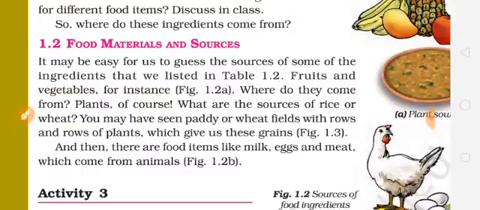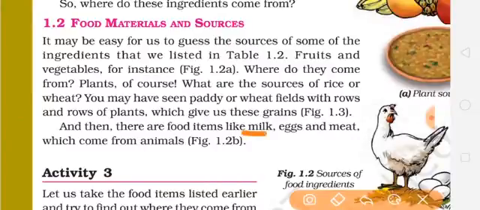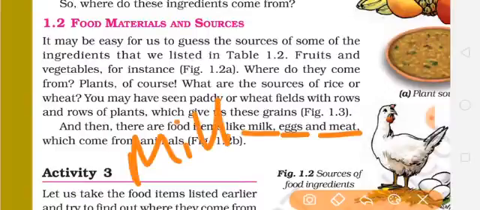And what are the sources of rice or wheat? That also we know, we get it from paddy or wheat fields. And let me ask you one question there. What is a crop? We can say a crop is a cultivated plant grown on a large scale for getting profit, or we can say for commercial purpose. Commercial purpose means for selling.